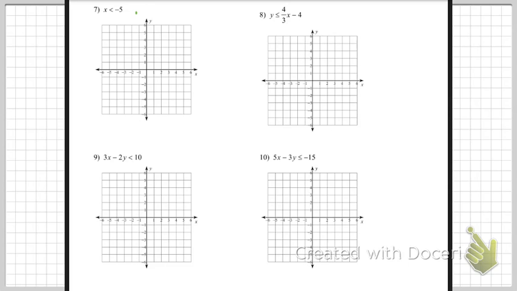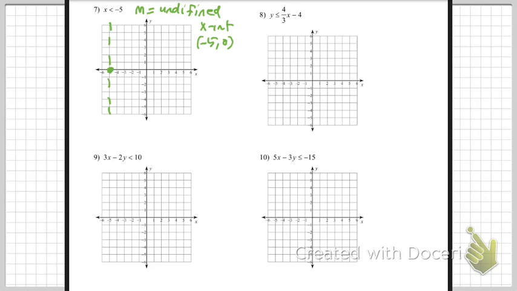The slope here is undefined. And my x-intercept is negative 5, 0. So I'm going to put a dot at negative 5. My slope is undefined, which tells me that this is going to be a vertical line that is also going to be dashed based on the inequality symbol.